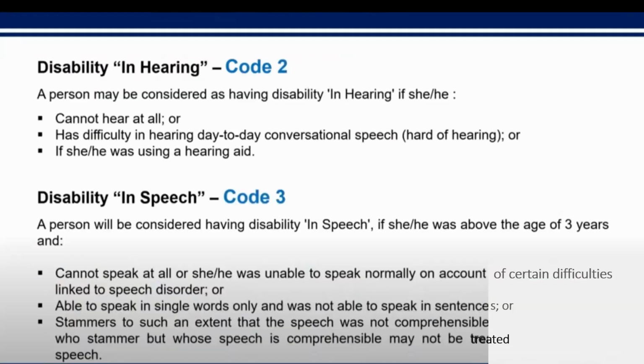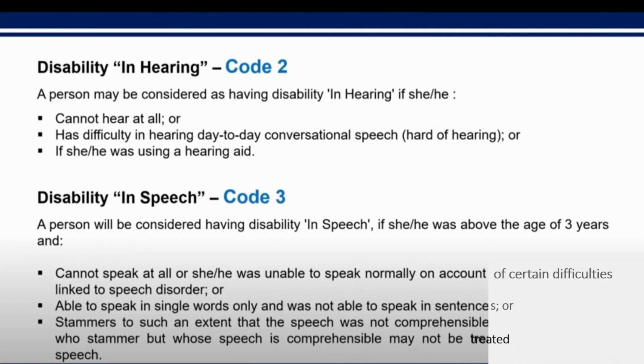Then code 2, disability in hearing. A person may be considered as having a disability in hearing if she or he cannot hear at all, or has difficulty in hearing day to day conversational speech, or if she or he is using a hearing aid. Then disability in speech. Nowadays there are doctors who have a speech therapist specialty.